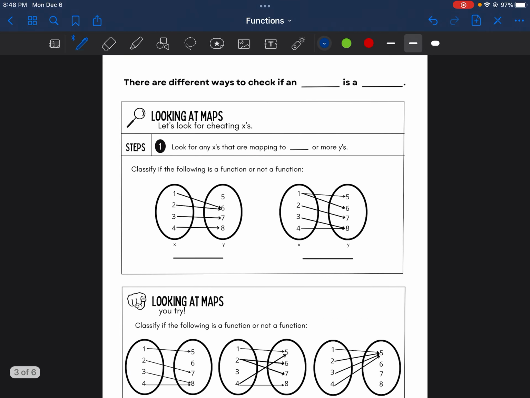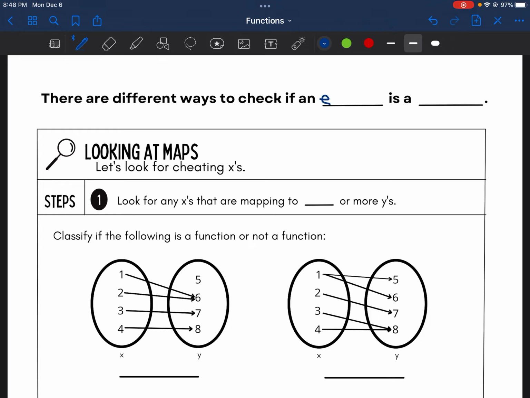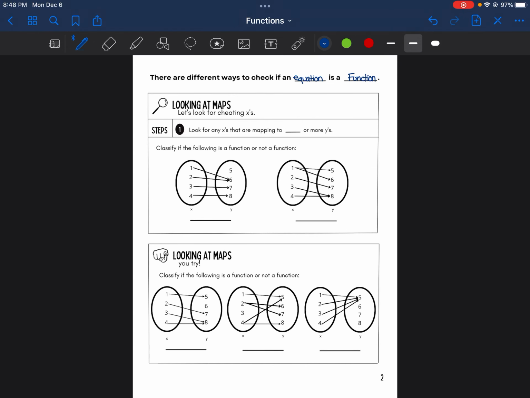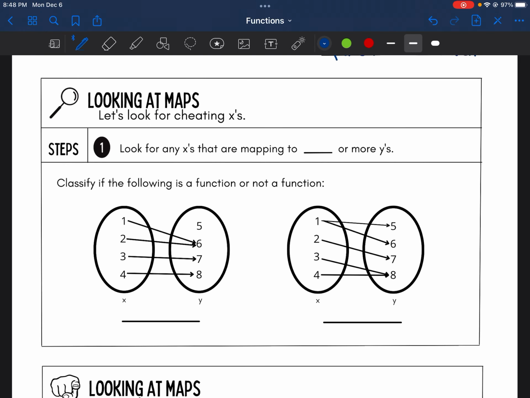So there are different ways we can check if an equation is a function. So on to the next page. There are different ways to check if an equation is a function. There are equations that are not functions, and there are also equations that are functions. So let's start off with this first one, looking at maps. Let's look for cheating x's. So the steps: we're going to look for any x's that are mapping to 2 or more y's. We're checking for any cheaters.